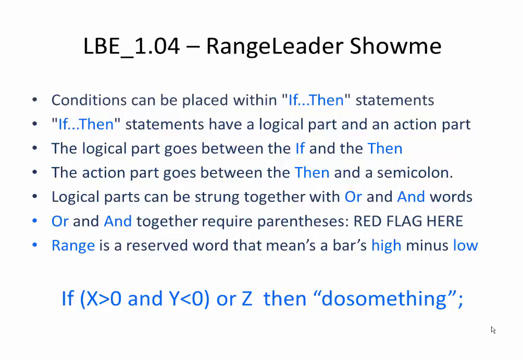Range is another reserved word that is a computation of the high of a bar minus the low of the bar. So here we have an example of how to combine using and or statements: if x is greater than 0 and y is less than 0, and notice that is in parentheses, or z happens to be true. Z would be a conditional statement. Then do something. And the do something is the action part.